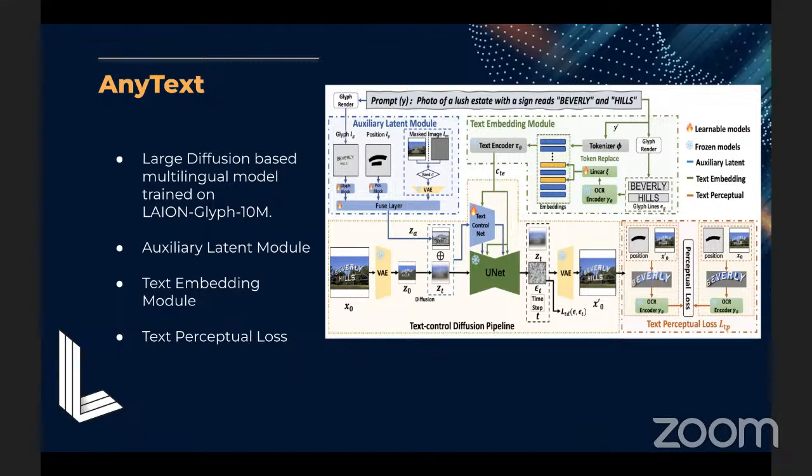So I will start with the auxiliary latent module. The purpose of the auxiliary latent module is to encode auxiliary information. And as you can see, we have the glyph, which takes the word. We have the position, which is where you are able to mask where the words are supposed to go. And then you have the masked image, which is generated through the data set based on what the prompt gives.